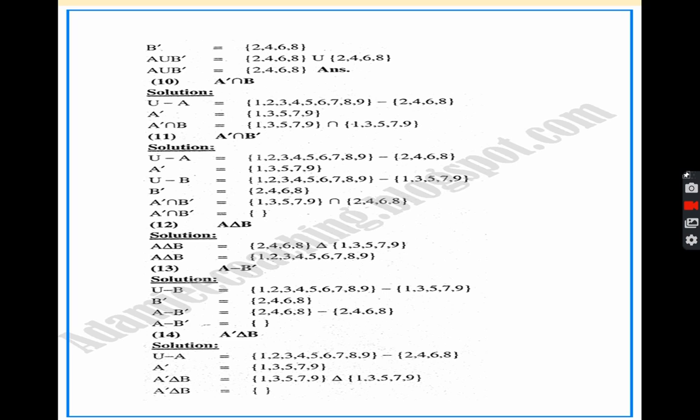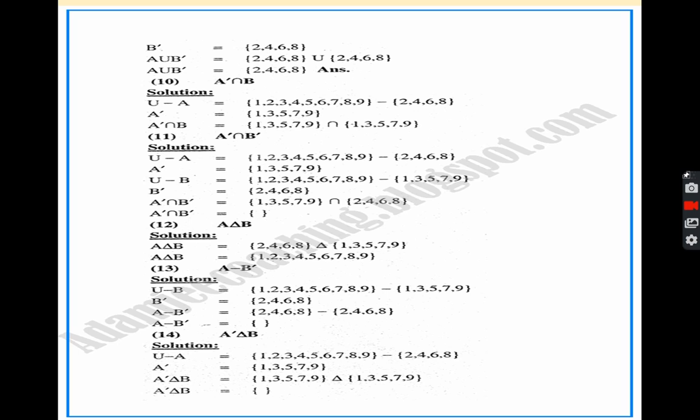The formula of B complement is equal to U minus B. So now we are putting the value of U. After that we subtract and put the value of B, U minus B. U is 1, 2, 3, 4, 5, 6, 7, 8, 9, and the value of B is equal to 1, 3, 5, 7, 9. So our answer is B complement is equal to 2, 4, 6, 8.